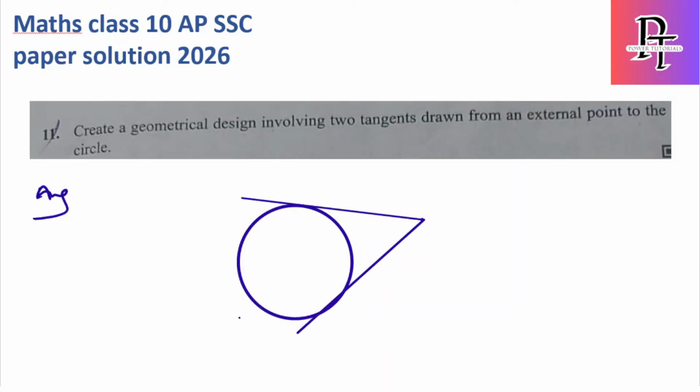Okay, so these are the tangents which are intersecting at, I can say this is P, this is Q, and A is the point from which we have two tangents to the circle with center O. Okay, so move to the next one.